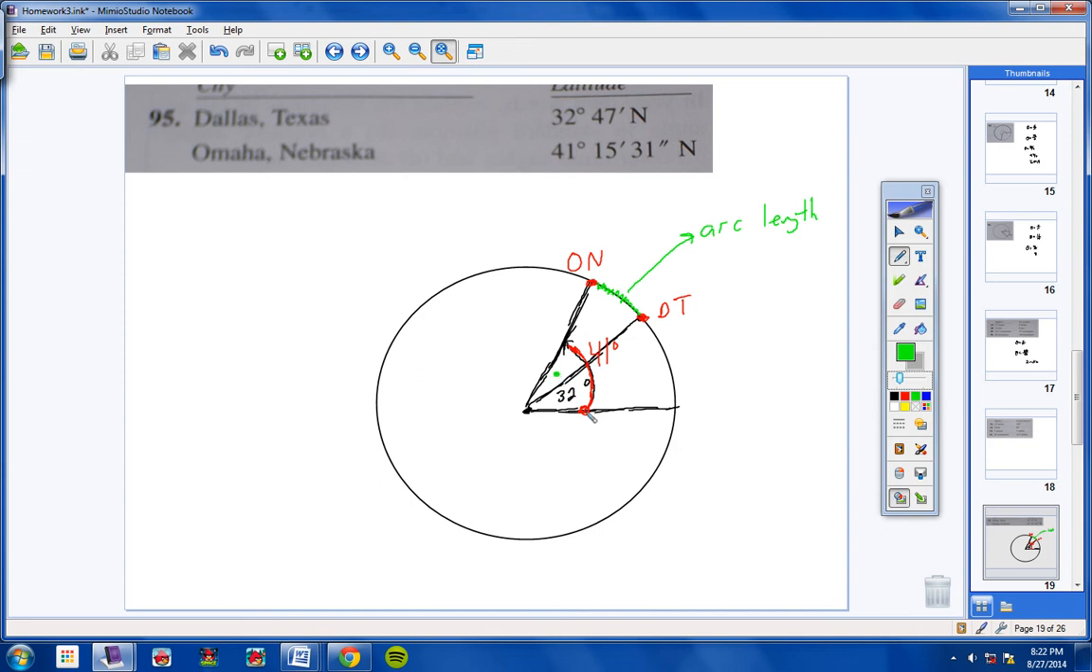Well, think about it. If from here to here is 41 degrees, 15 minutes, and 31 seconds, and from here to here is 32 degrees, 47 minutes, if we take 41 and subtract out the 32, we're going to be left with just this little angle right here with the green dot. There we go, right in here. So with your calculators, you can use your calculators. We learned about a week ago how to do this. You know how to type in your calculators 41 degrees.